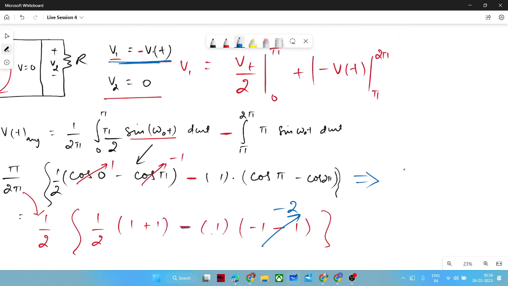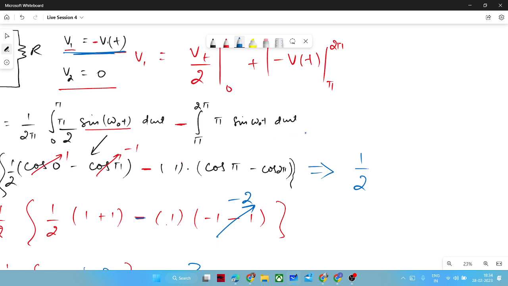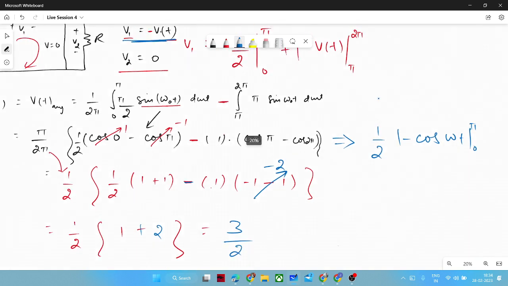Pi by 2, so half, minus cos omega t. Let us go step by step. Sir, is our starting equation correct only? Yeah, everything seems to be correct. I don't know where I committed the error.